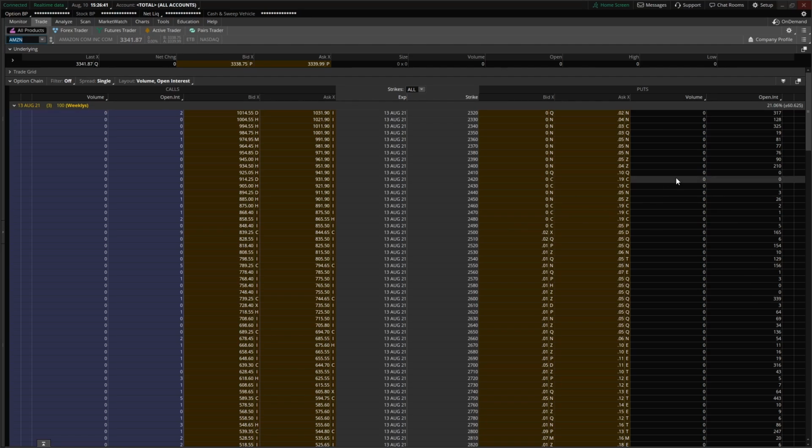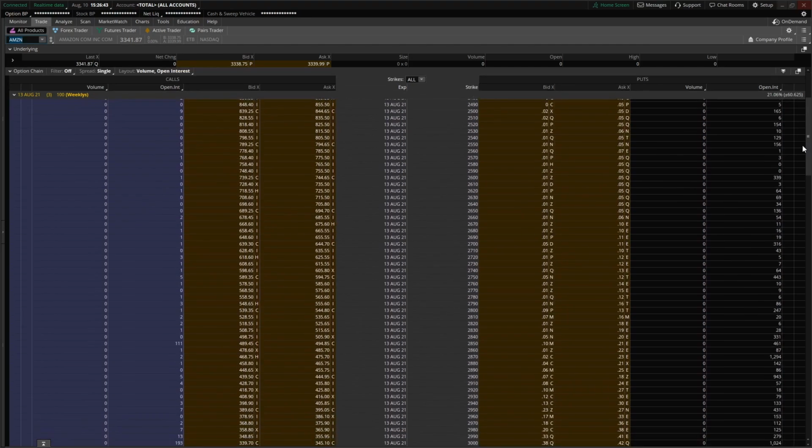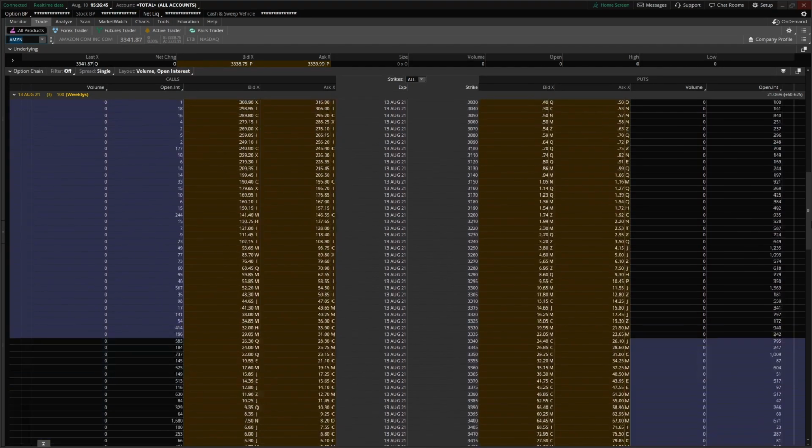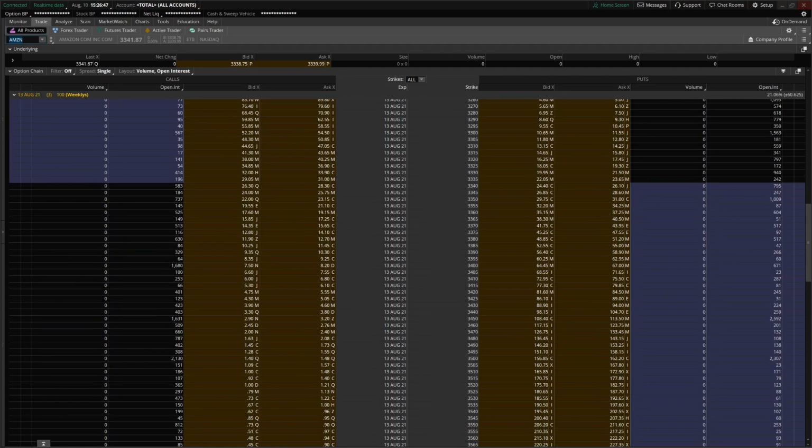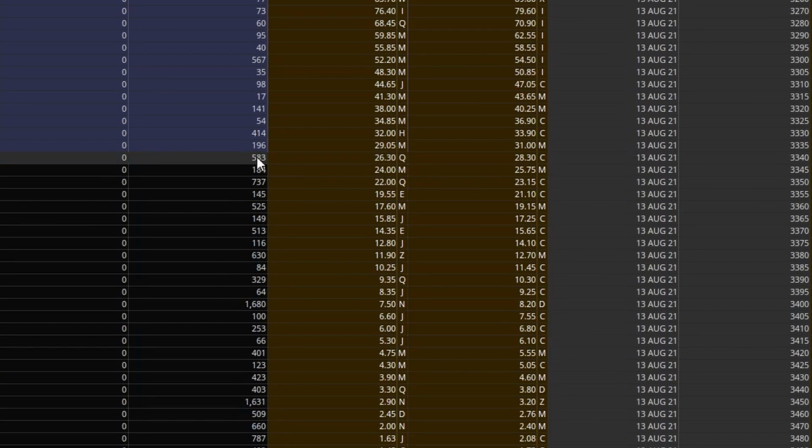You could see that Tesla has around 10,000 open interest, but for Amazon, even at the money itself, only 500. You see, it's a lot lower than Tesla, right? Yeah, because it's more expensive. The premiums are more expensive, so fewer people can afford to trade them. Hence, the volume and open interest is lower. And you can see that at the money for Amazon, it's only 583.